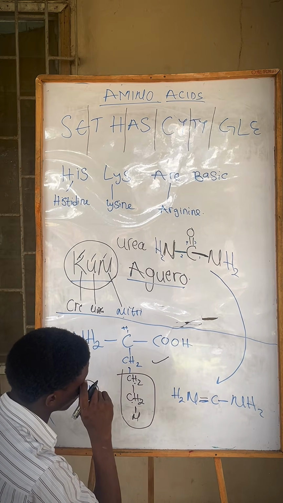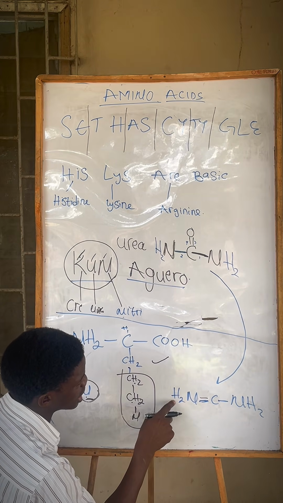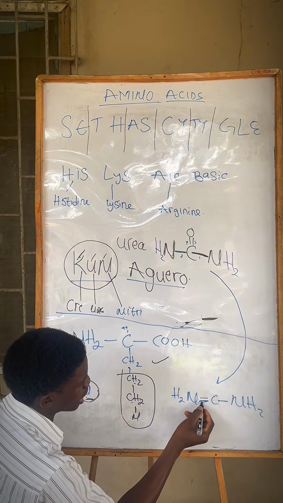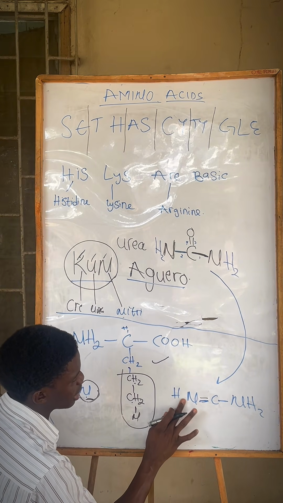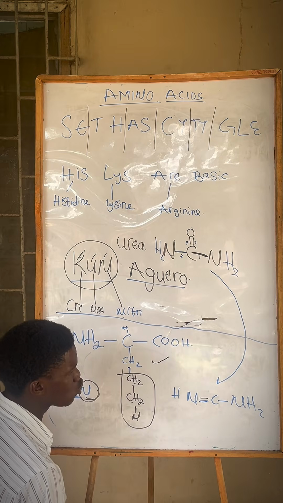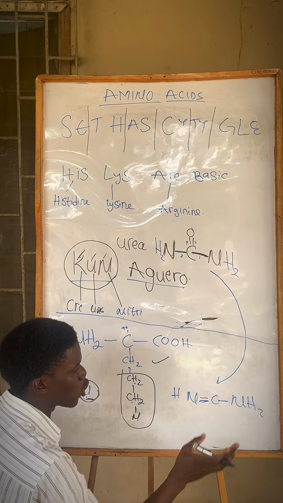This nitrogen is supposed to have how many bonds around it? 3 bonds, but it is having how many bonds now? 4 bonds. 1, 2, 3, 4. So that is to tell you that you need to remove 1 hydrogen from here. Can you see the way I'm doing it? Just write it the normal way, then check your bonds.